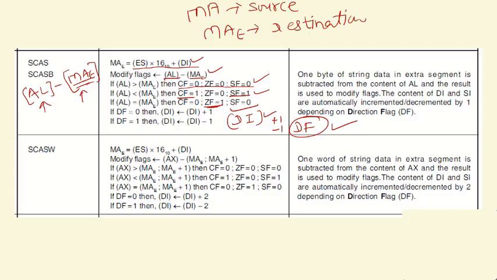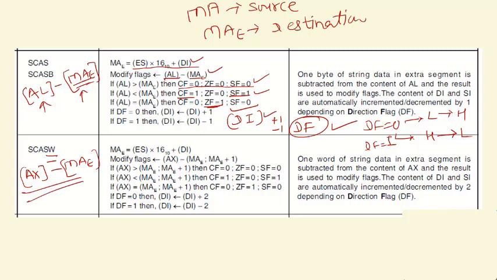Okay, so we have earlier discussed how the direction of the movement of data is controlled by DF. If DF is 0, then the direction of the movement of the data will be from the lower memory address to the higher memory address. And if the DF flag is 1, then the direction of the movement of the data will be from the higher memory address to the lower memory address. Similarly, for the word string, the operation will be the same. This time we have to perform AX minus MA of E. So this is all about the scan string operation.